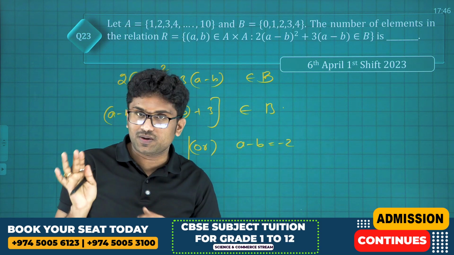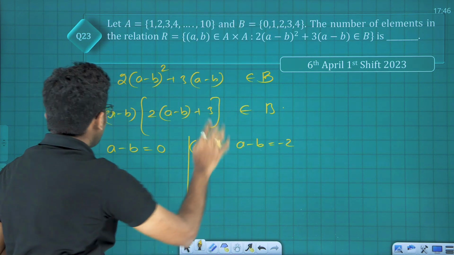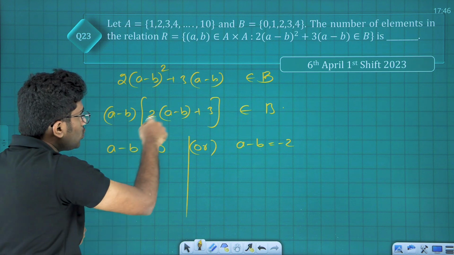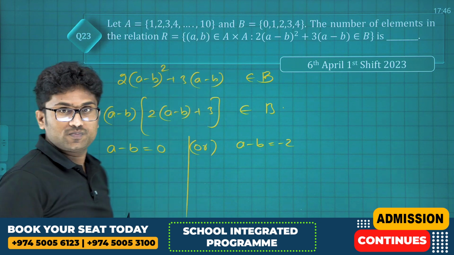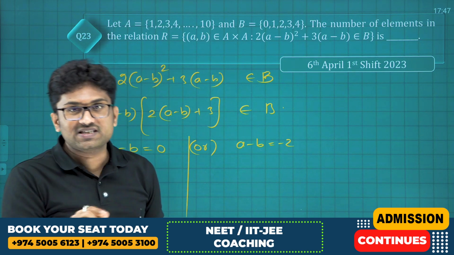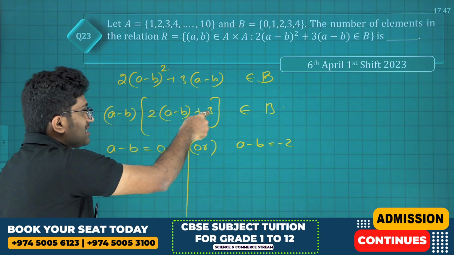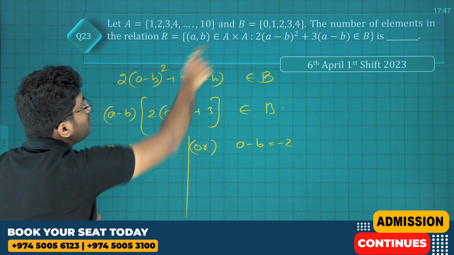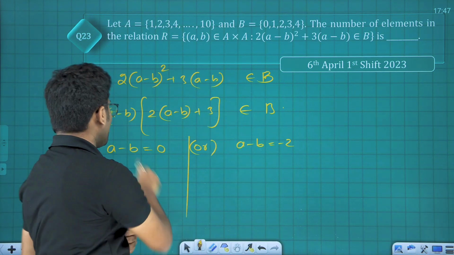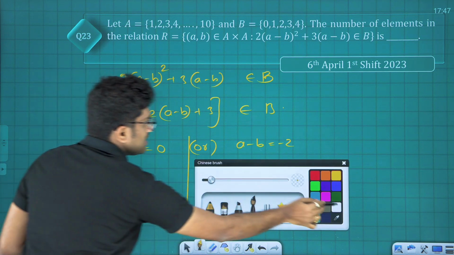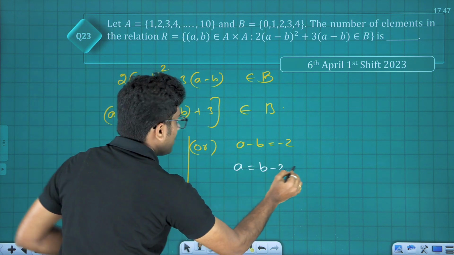No other case we get. See, suppose a minus b is 0, 0 into something means 0. If a minus b is minus 2, minus 2 into (2 into minus 2 plus 3), that is minus 4 plus 3, which is minus 1, so minus 2 into minus 1 is plus 2. Clear? Only in these cases. Suppose a minus b is 1: 1 into (2 plus 3) is 5, 5 into 1, so we are not having that in B. So clearly it belongs to B only for a minus b equal to 0 or minus 2. A minus b is 0 means a equals b, and in the other case a equals b minus 2.